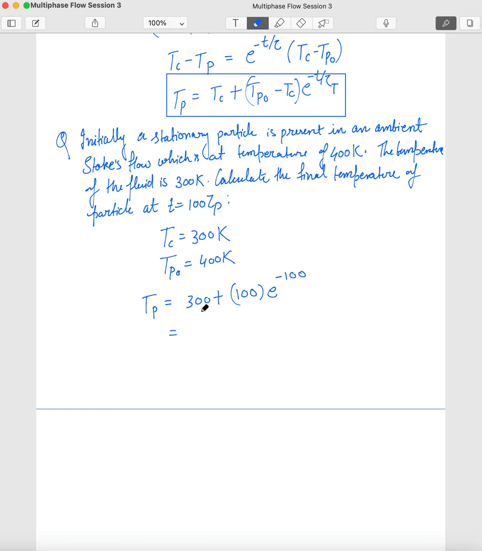Okay, so let's solve this. So that is coming out to be 300 plus 3.72 into 10 to the power minus 44, and this is very small, so it means that Tp equals 300 Kelvin, and it means that it has almost reached the ambient fluid temperature. Okay, so that is this question.